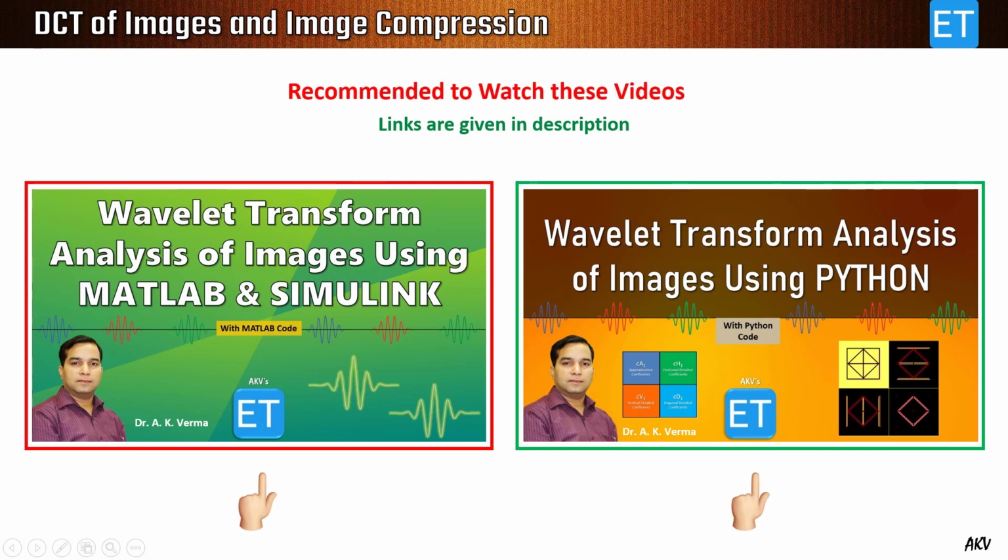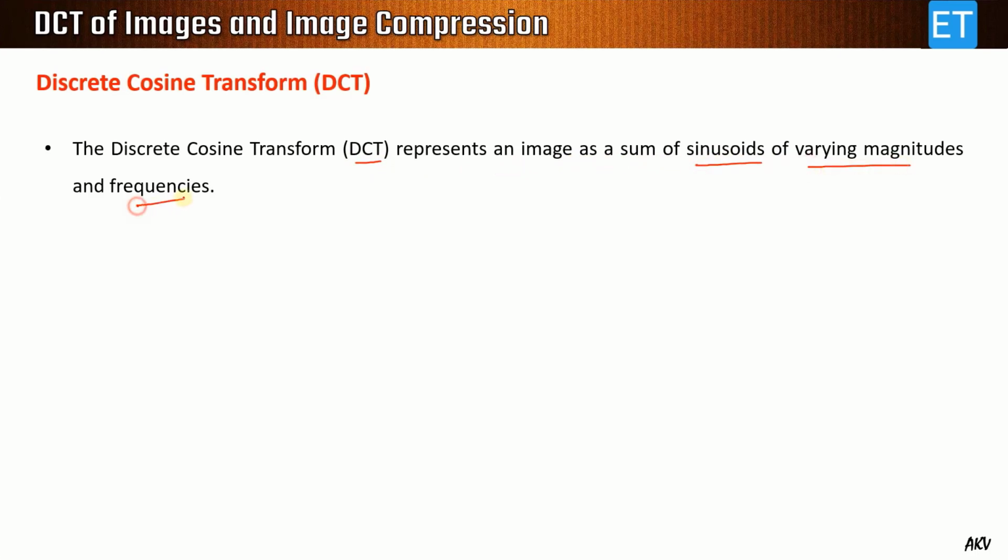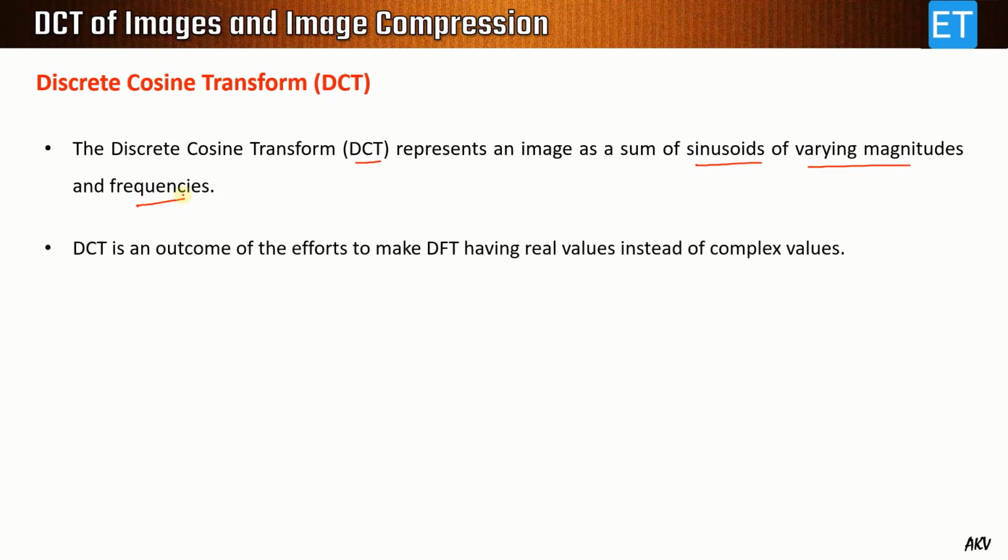So now let us see what is discrete cosine transform. Actually, the discrete cosine transform, DCT, represents an image as a sum of sinusoids of varying magnitude and frequencies. DCT actually is an outcome of the efforts to make the DFT, the discrete Fourier transform, have real values instead of complex values.